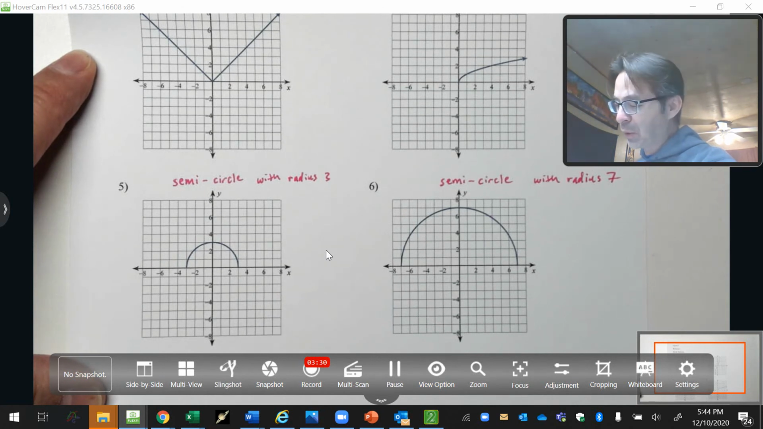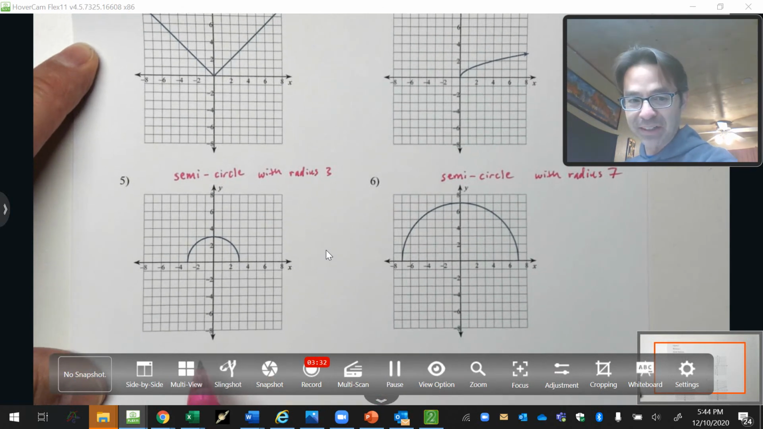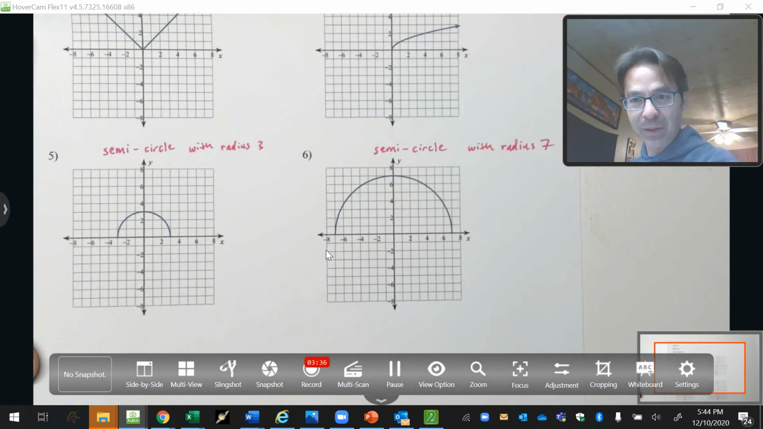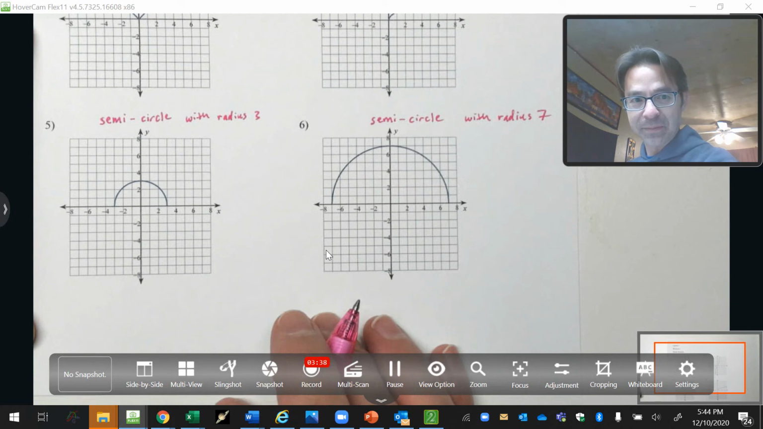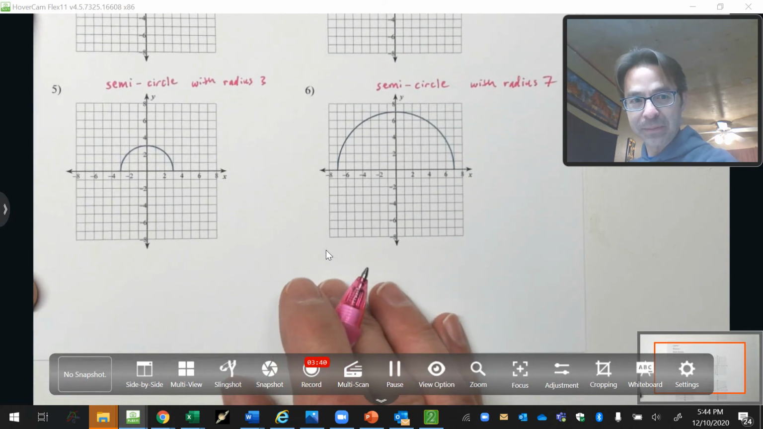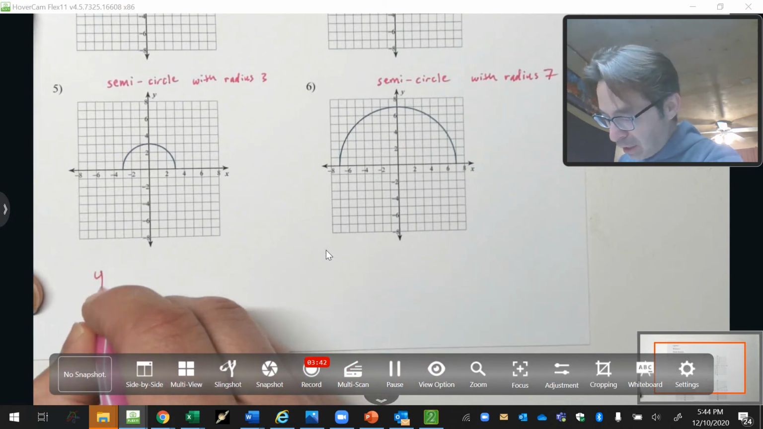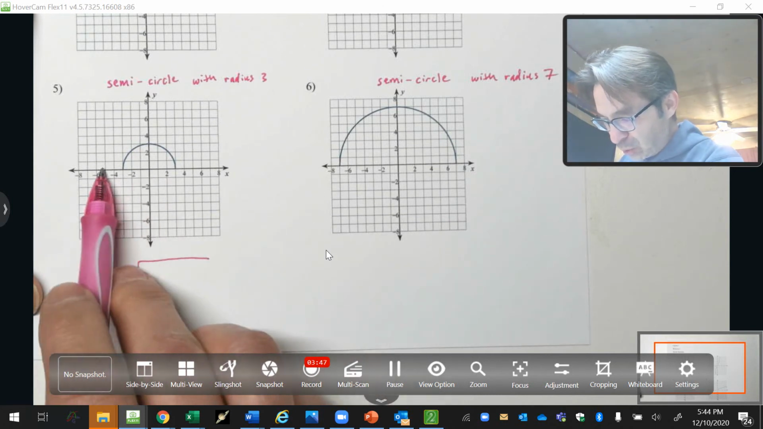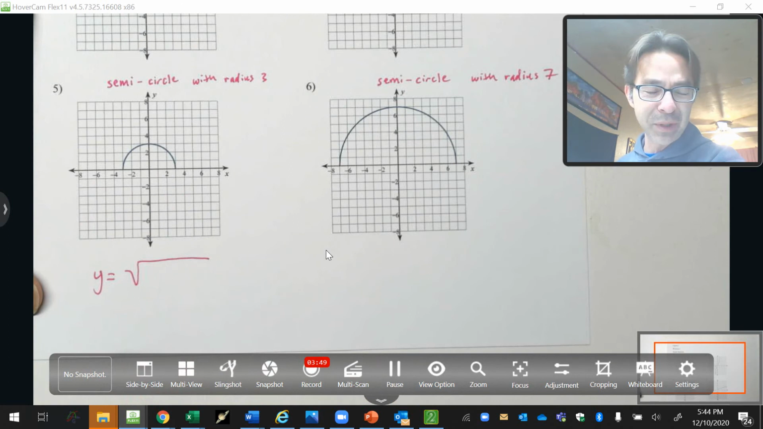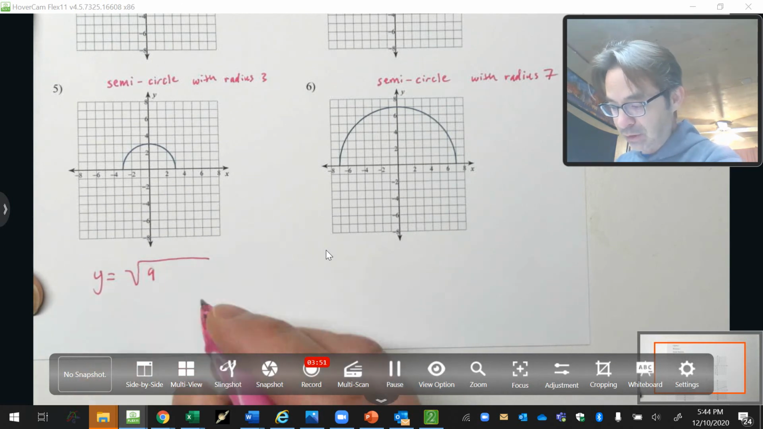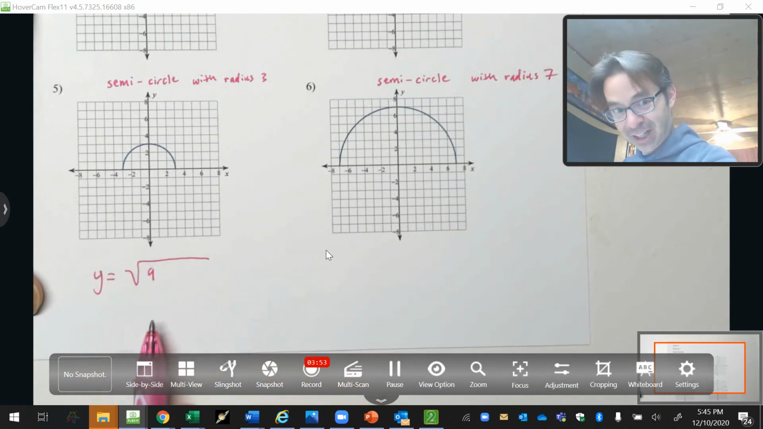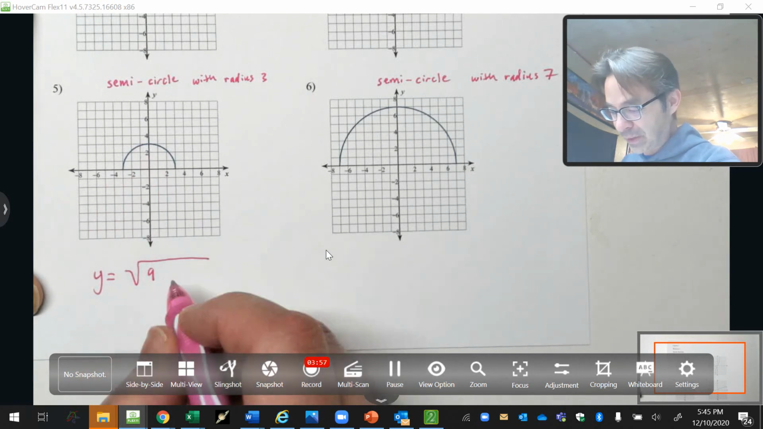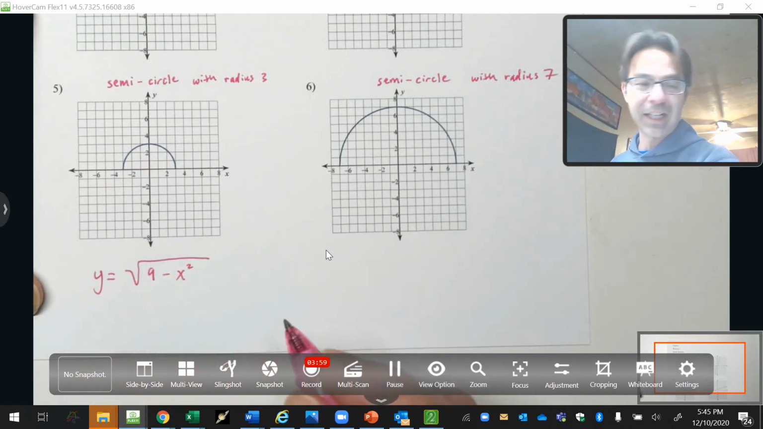And now the equations. I'm going to write it down here. Y equals the square root of, radius is 3. The square root of what number equals 3? 9. Minus x squared. Yes, it has to have the squared on it.